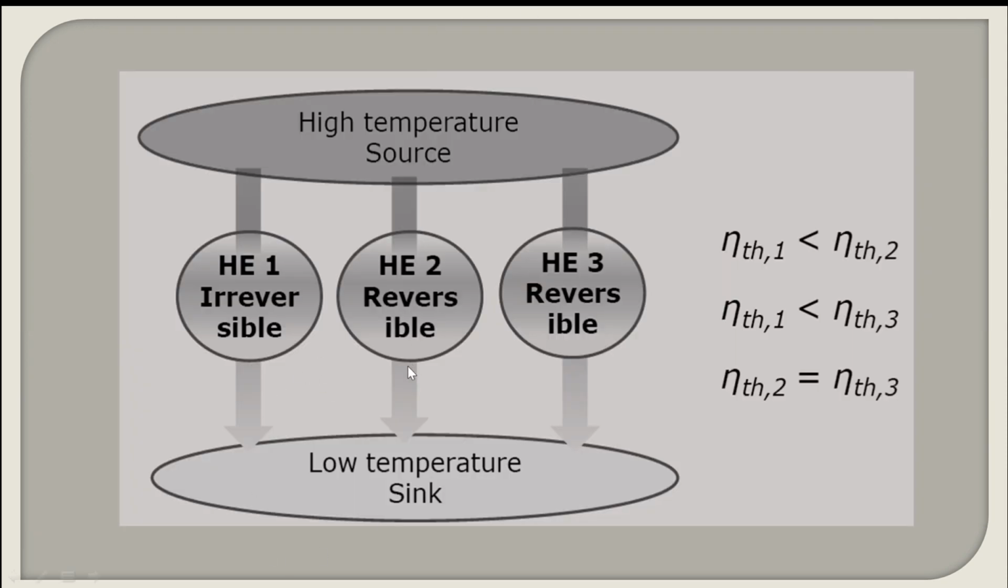So we can see the conclusion here. There is a high temperature source at TH and a low temperature sink at TL. Heat engine 1, HE1, is irreversible, HE2 is reversible, and HE3 is also reversible. So from the Carnot principles, you can see that the efficiency of heat engines 2 and 3 are the same, and the efficiency of heat engines 2 and 3 are higher than the thermal efficiency of heat engine 1.